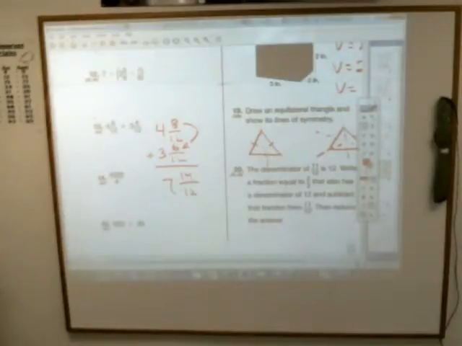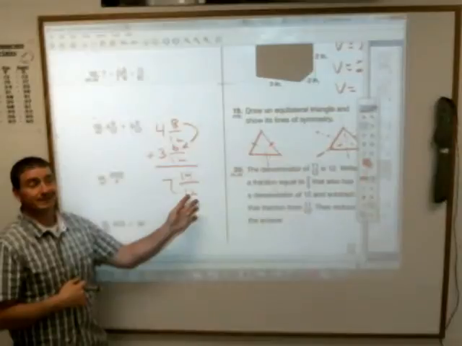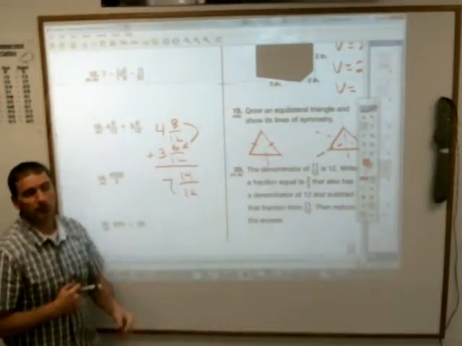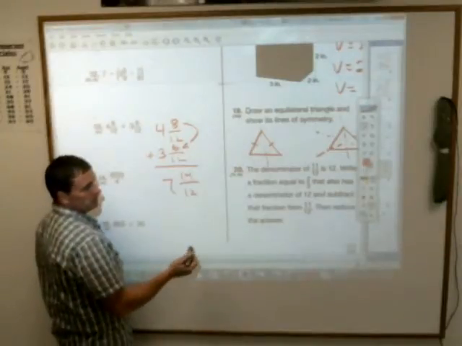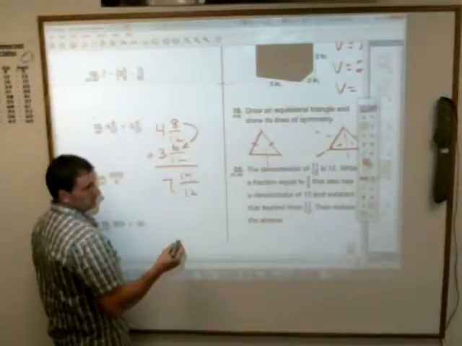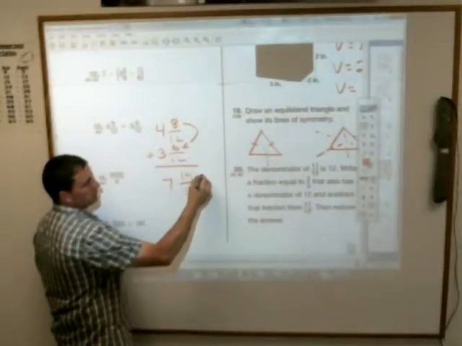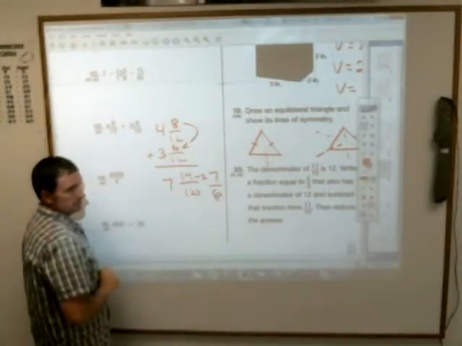Now that right there has two problems. First of all, it's an improper fraction, and secondly, it's not reduced. So you need to fix both of those problems. You can do it in any order you want. I would recommend reducing it first. What number goes into 14 and 12? 2, because they're both even. So if you divide them both by 2, you end up with 7 over 6.